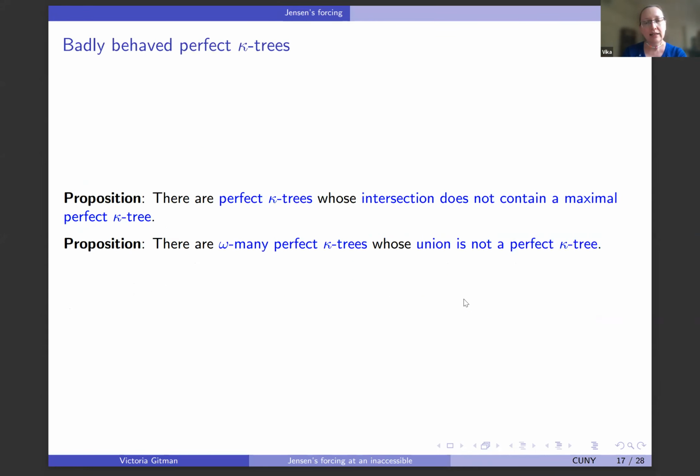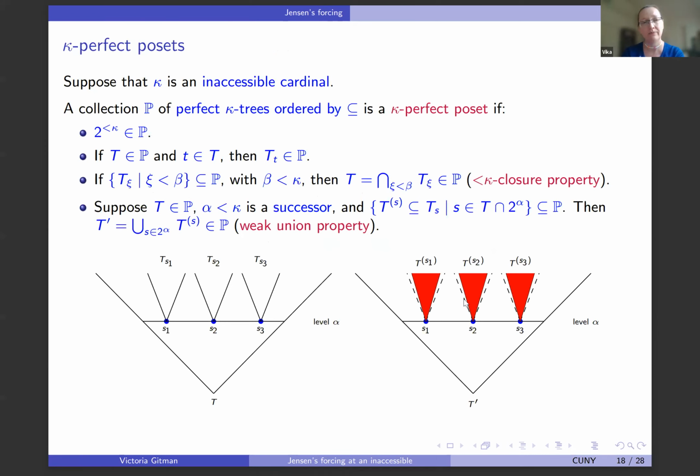Okay, and as I already mentioned, perfect kappa trees don't have the two nice properties that we were using before. So there are perfect trees that have perfect trees in the intersection, but have no maximal such tree. It's easy to construct the counterexample. And they're not closed even under omega unions. So we will have to modify the construction that we had before. We will have to modify the definition of a perfect poset. So here's the definition of a kappa perfect poset.